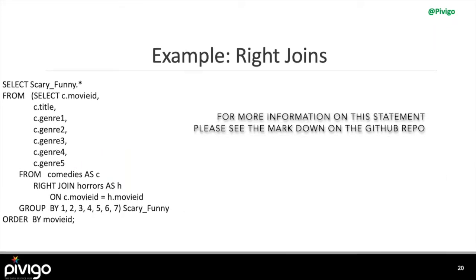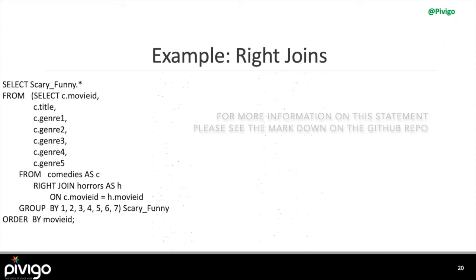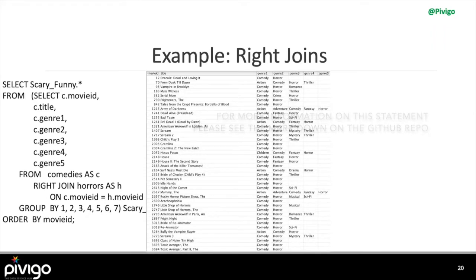Now a right join. So this is going to find all the movies that are scary, scary and funny, but not just funny. So this is something Lillian might like. So we've done exactly the same thing, we've just changed it to a right join. And what we get out is probably all the movies that Lillian has watched on her Netflix account.